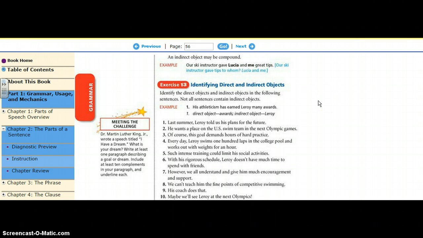In exercise 13, you will do the evens. 2, 4, 6, 8, and 10 in exercise 13. Please pause to complete the task.